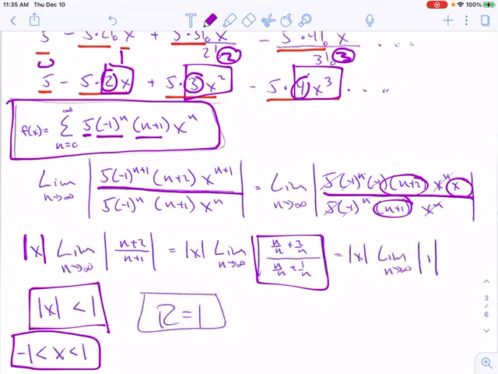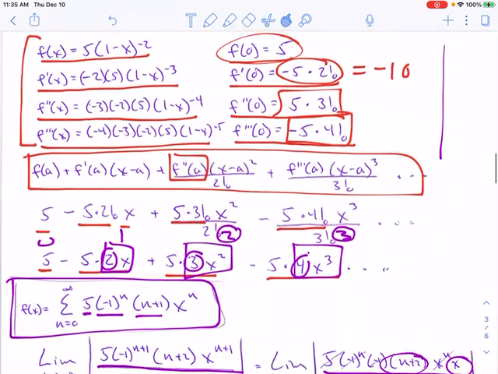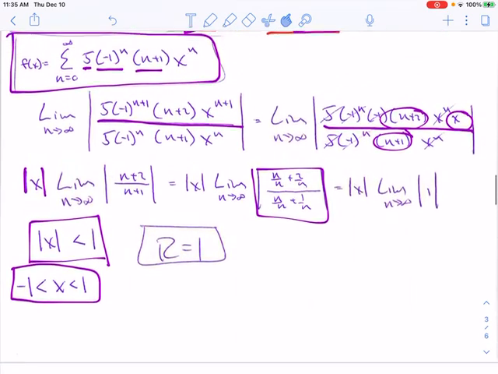Now notice all it said was determine the radius of convergence. Back up here, it said actually find the interval of convergence. So I did not do that. To find the interval of convergence, we have to test the endpoints. Okay, so that I did not do.